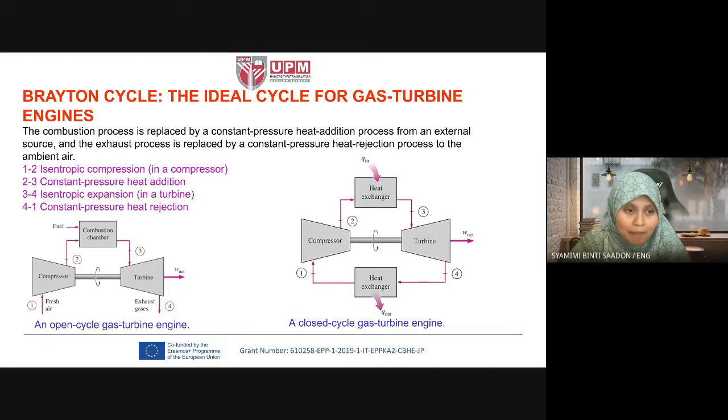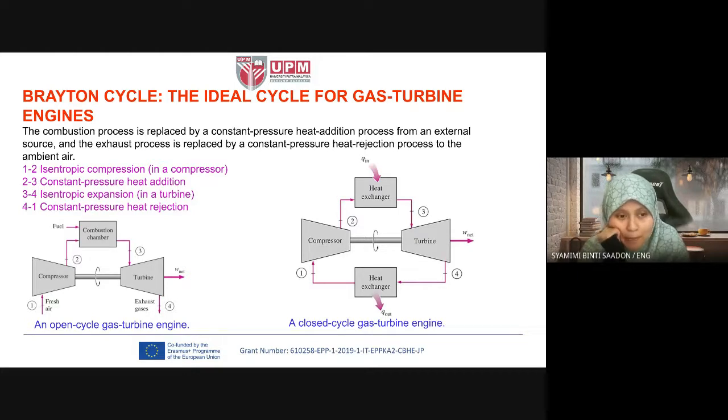So we have the Brayton cycle. The Brayton cycle is the one that we use for gas turbine engines and for aircraft jet engines. Your aircraft engine operates based on the Brayton cycle. Remember, the Brayton cycle is the ideal cycle for gas turbine engines. The combustion process is replaced by a constant pressure heat addition process from an external source, and the exhaust process is replaced by a constant pressure heat rejection process.